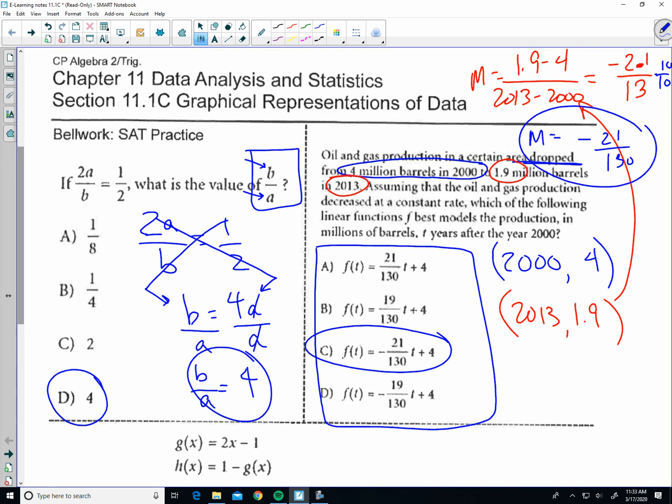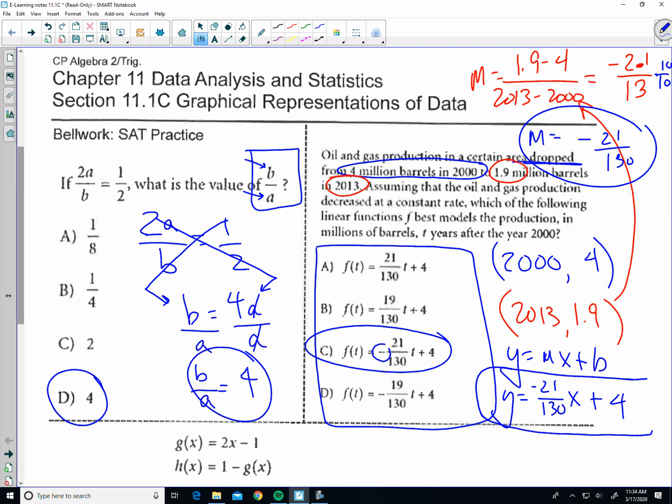And if you notice, there's only one value that has that negative slope right there in letter C. If we put it in slope-intercept form, which would be y equals mx plus b, then our function would be negative 21 over 130 times the x. And this started back in the year 2000, where there were 4 million barrels of oil and gas being produced. So that would model a nice function over time. F of t could be substituted for y.